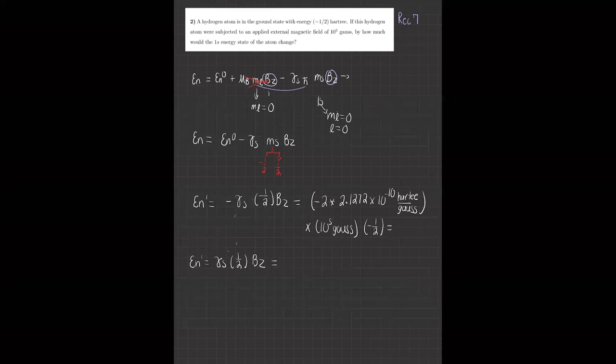So okay. Times 10 to the 5th. And that's times -1/2. So 2.1272 times 10 to the -5 Hartrees. And since the only thing different about the other term is it doesn't have a negative sign, this will be -2.1272 times 10 to the -5. And let me just double check if I got that correct.